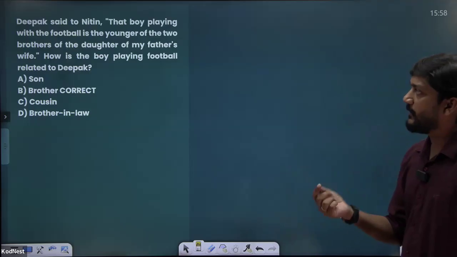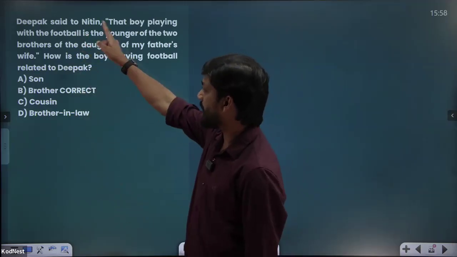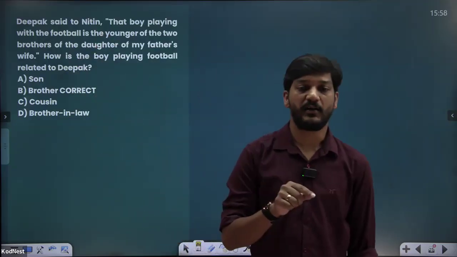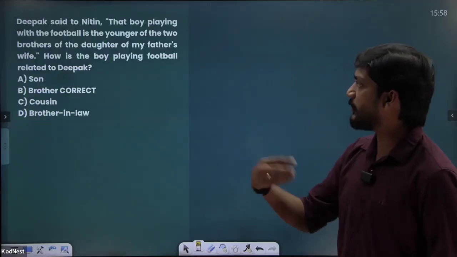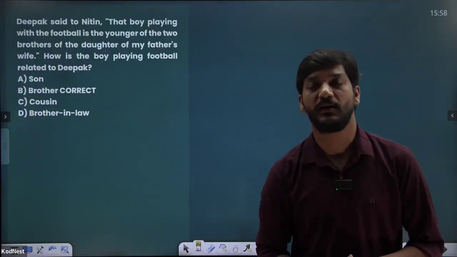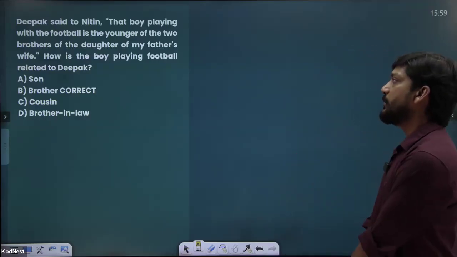Deepak said to Nitin. Please be very careful when they say something like this. Nitin is not anywhere involved in the question. He said to Nitin because he is talking to Nitin, so Nitin is not in the family diagram.